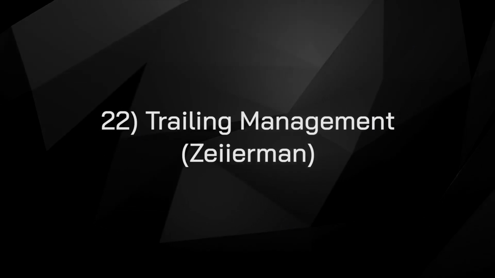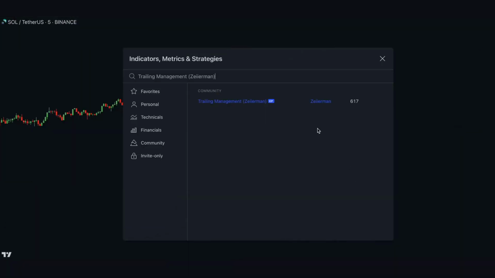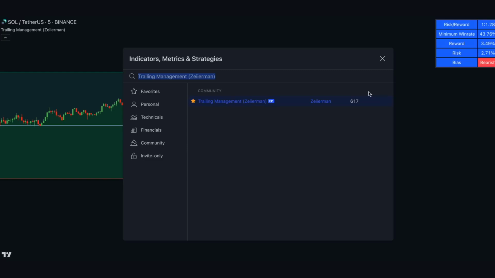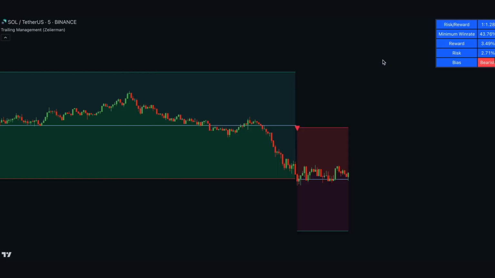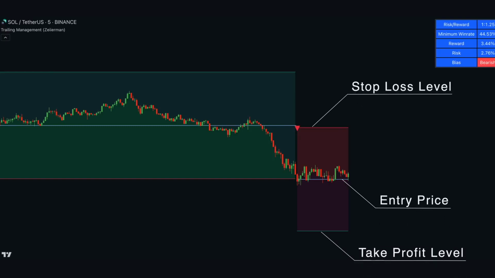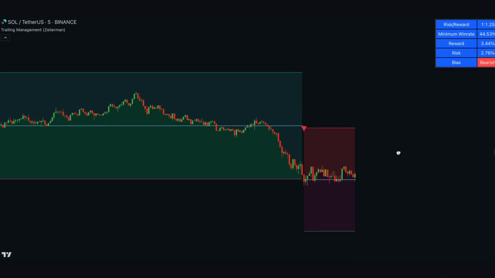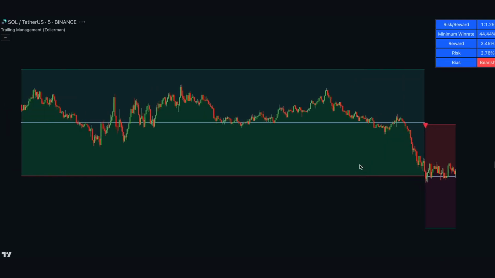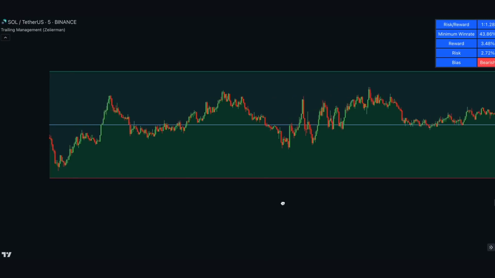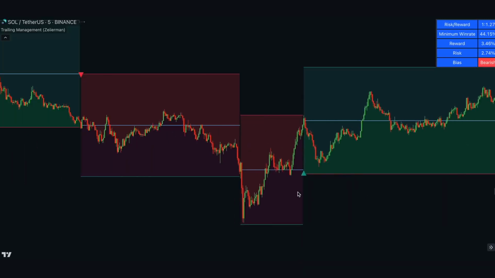Trailing Management by Zierman is the 22nd indicator on our list. The Trailing Management Indicator is designed for those of you who seek an automated and dynamic approach to managing trailing stops. It helps you make systematic decisions regarding when to enter and exit trades based on the calculated risk-reward ratio. By providing a clear visual representation of trailing stop levels and risk-reward metrics, the indicator is an essential tool for both novice and experienced traders aiming to enhance their trading discipline.